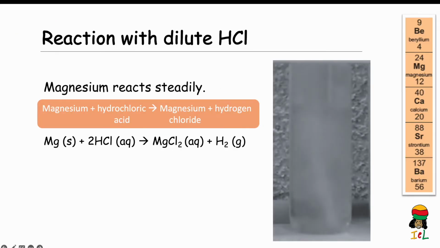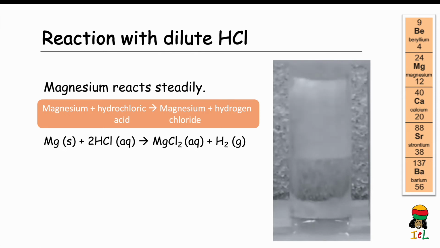The reaction between magnesium and dilute hydrochloric acid is shown in the looping video to the right of the screen. Magnesium reacts steadily with hydrochloric acid to produce a colorless solution of magnesium chloride, which is a salt, and hydrogen gas. Magnesium chloride is a soluble salt, therefore it dissolves in the water within the reaction mixture to form the aqueous solution, hence the state symbol AQ for aqueous.